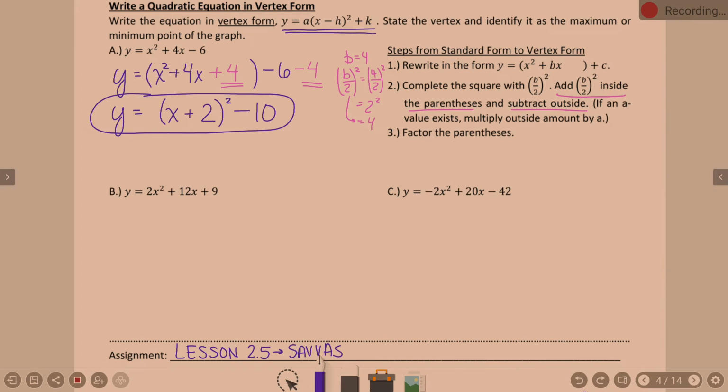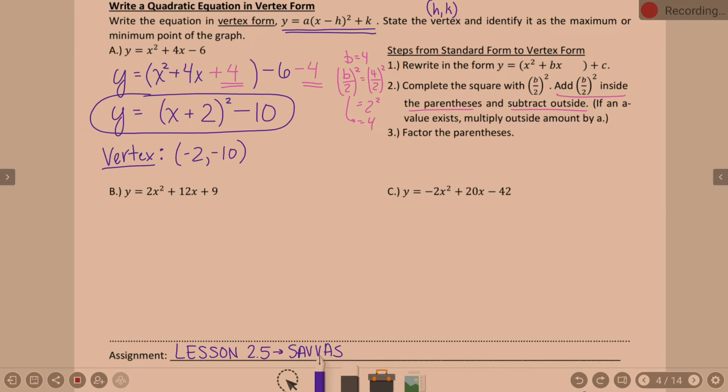Now, with that in mind, it also said state the vertex and identify it as a min or a max. Remember, the vertex is HK. What does that make my vertex in this example? Negative 2, negative 10. It's HK. My equation says plus 2, minus H. So you're always using the opposite of H and then the given K.